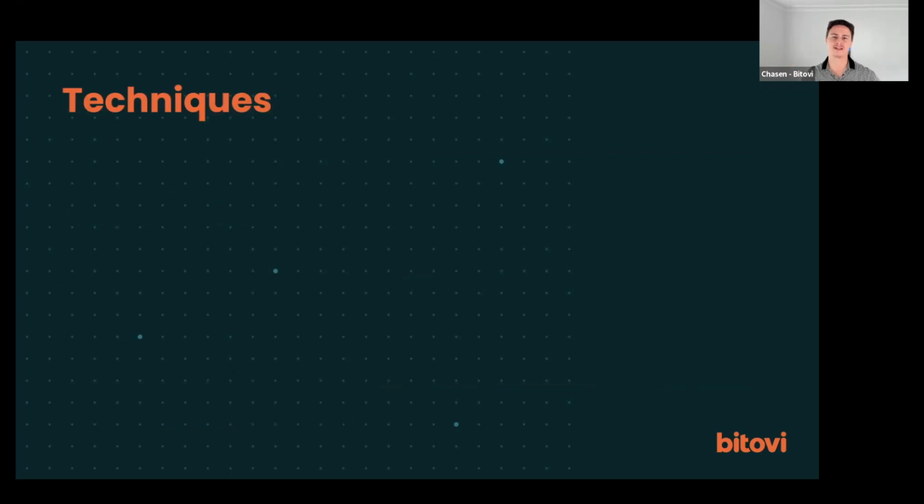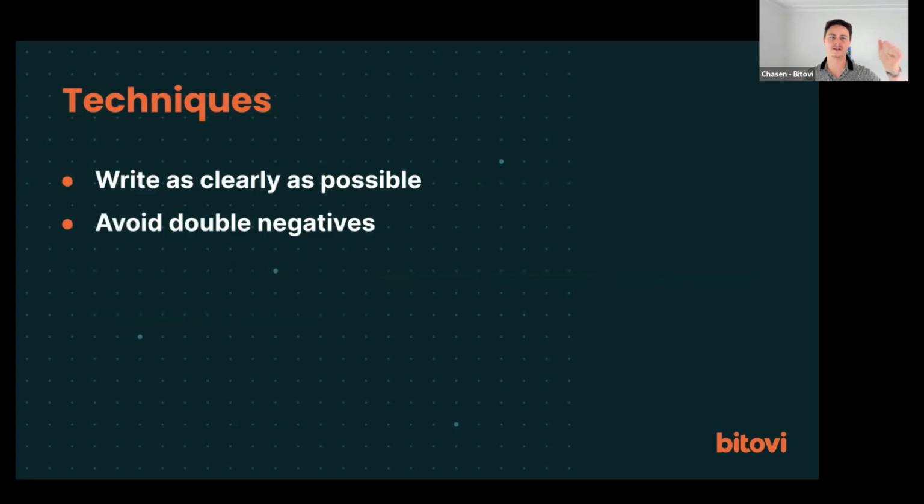So let's talk about some techniques. Write as clearly as possible, right? Avoid double negatives. I have to say, I was on a website the other day and I was very annoyed with a sign-up form where at the bottom it had 2 checkboxes. And they clearly did this to trick you, right?